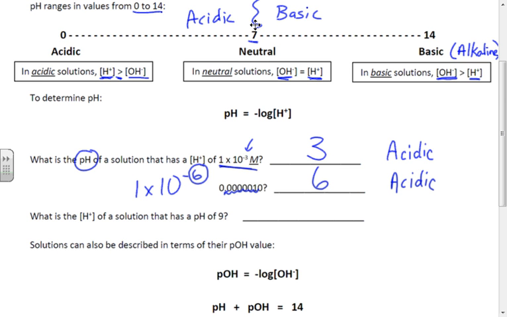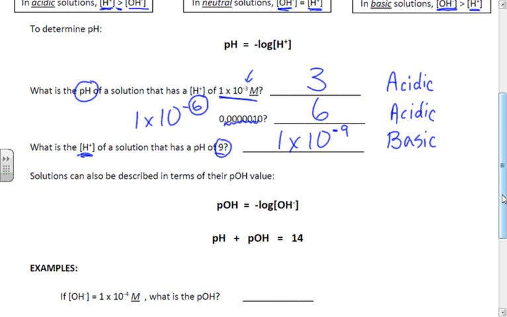So let's go backwards. If we want to find the hydrogen ion concentration of something with a pH of 9, we have 1 times 10, and then we take our pH and we put it as a negative as our exponent. And we look at the pH to find out what type of solution. Since it's greater than 7, it's going to put it in the basic range.